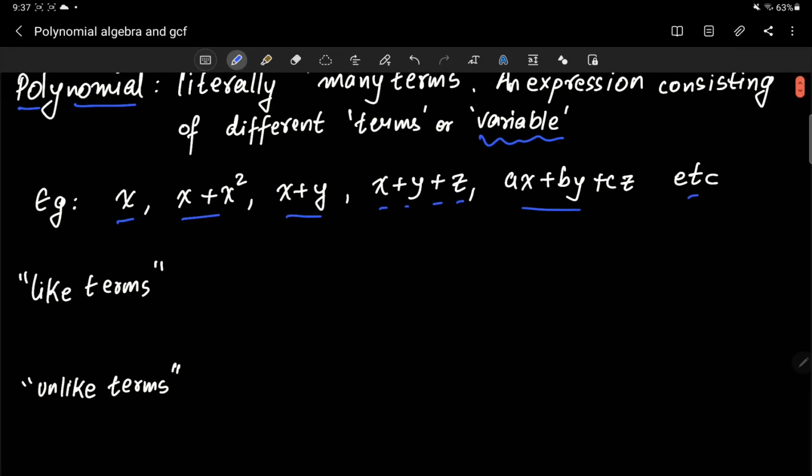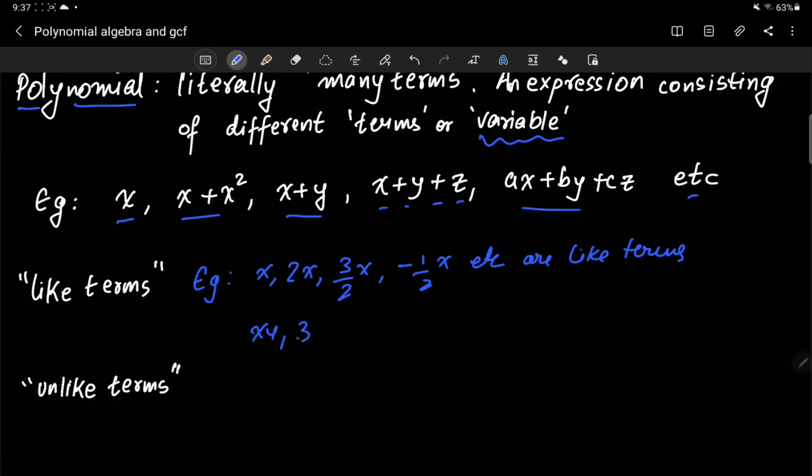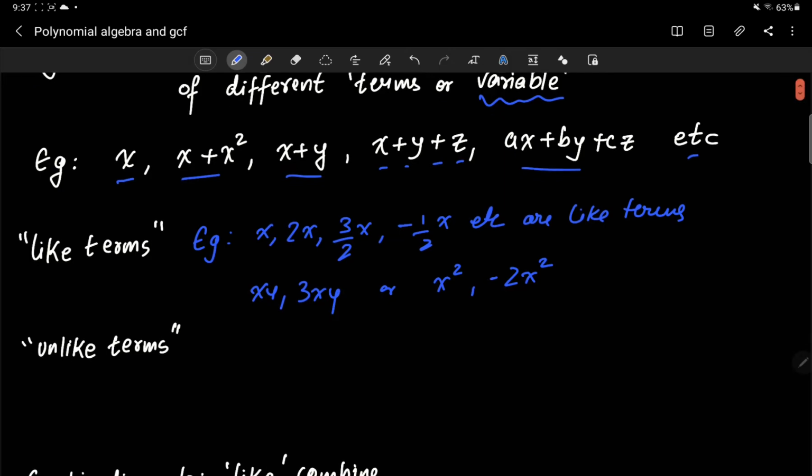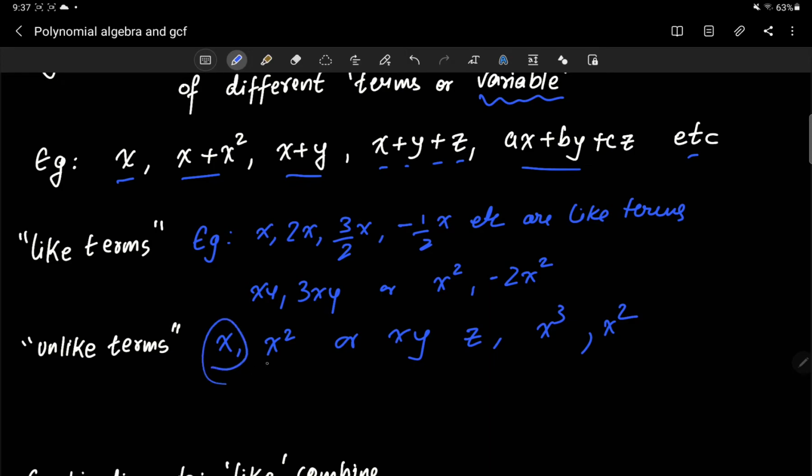Now in here there is a concept of like terms. So for example, x, 2x, 3 half x, negative half x, etc. are like terms. Similarly, things like xy, 3xy, or x squared, negative 2x squared, these are called like terms. Whereas terms such as x and x squared, or xy and c, or x cubed and x squared, these are unlike terms. Okay? What that means is these are intrinsically different things.